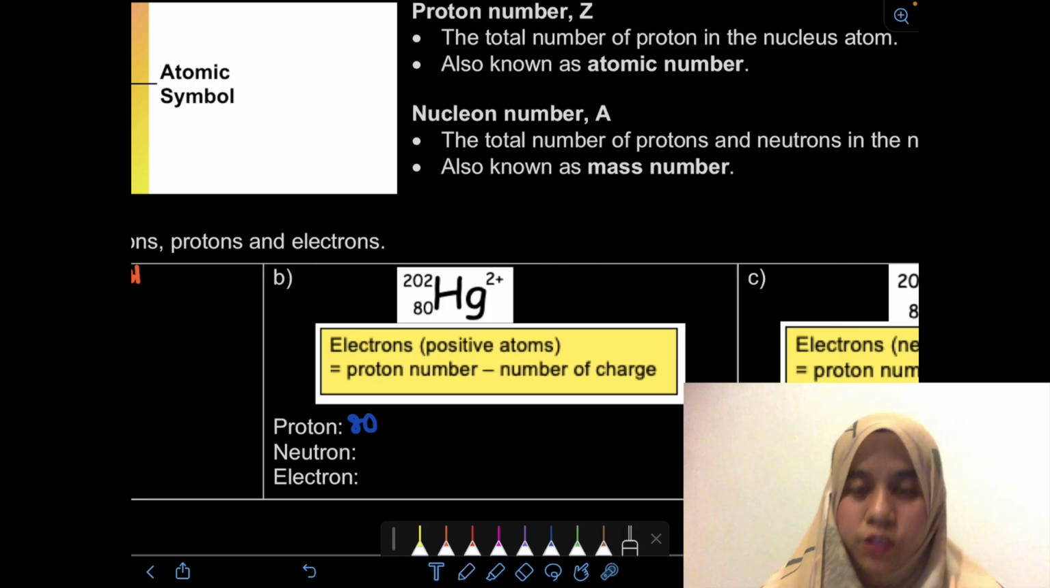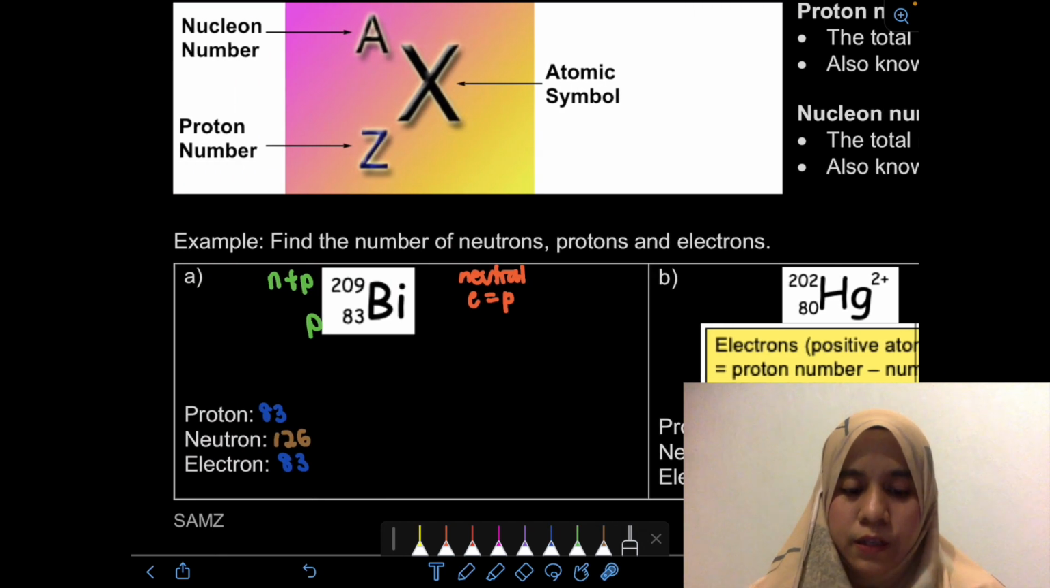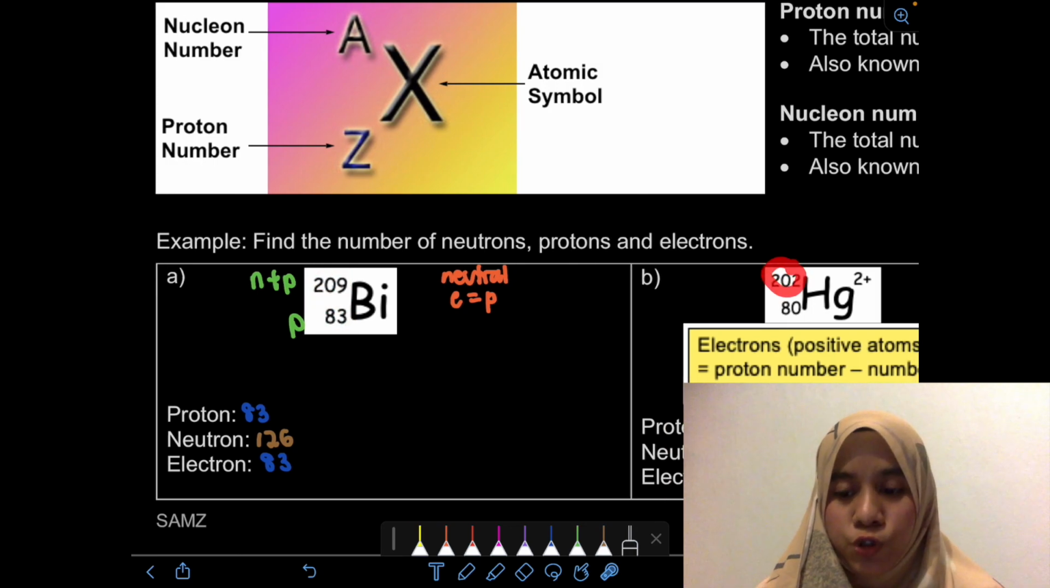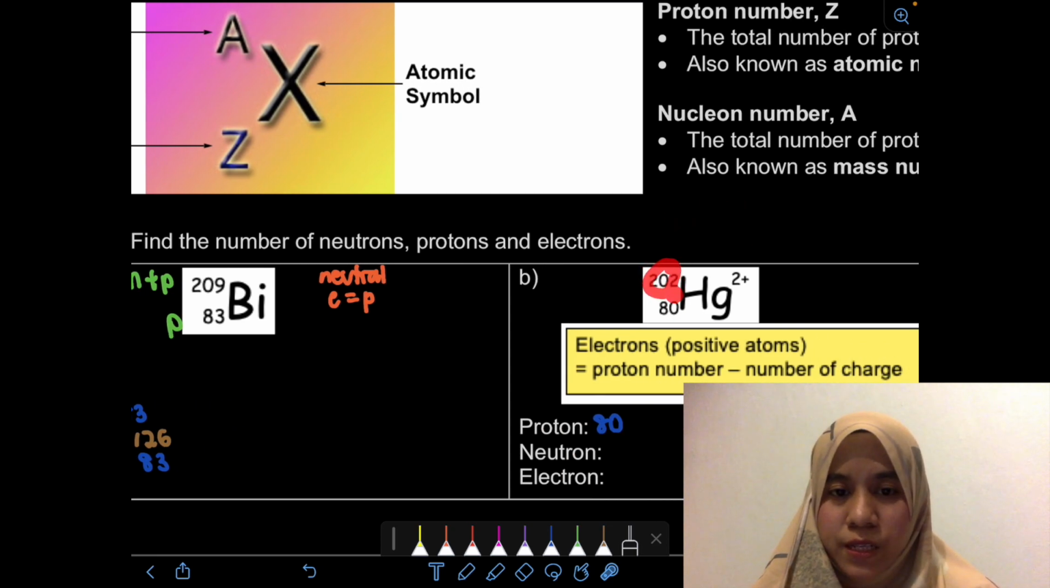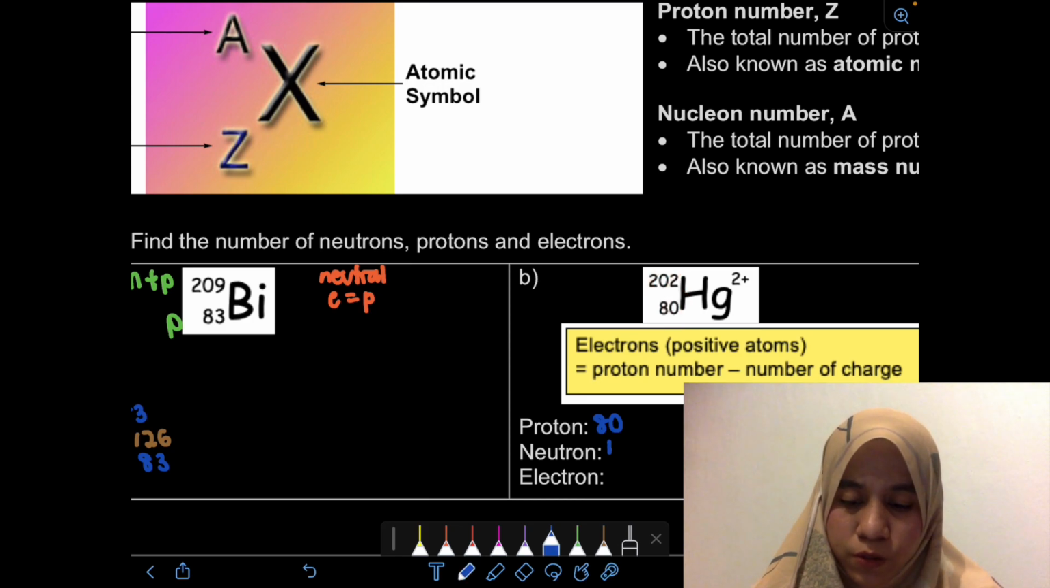Okay, neutron. So how to find our neutron? Yang atas ni, the upper one must minus the bottom one. Sebab this is actually bila kita dah add up our neutron plus proton. Okay, so neutron kita ni 202 minus 80. So we got 122.